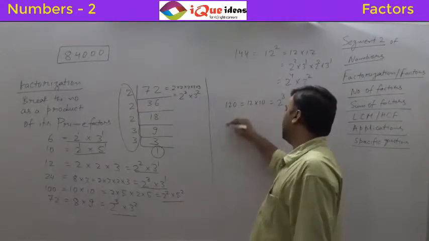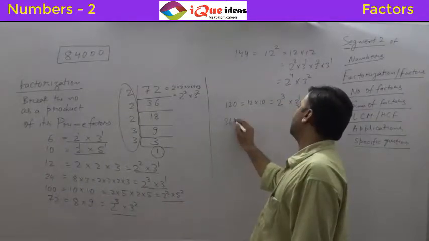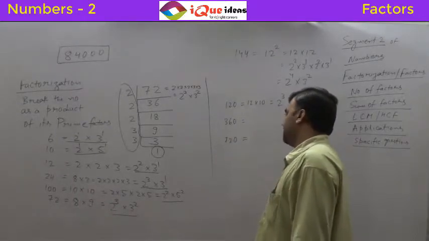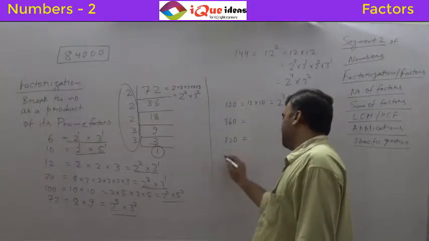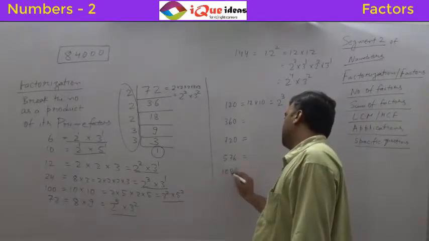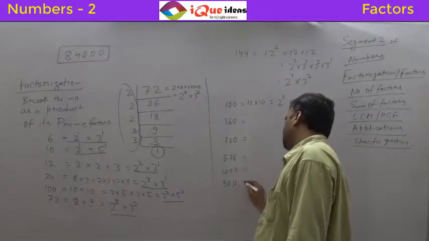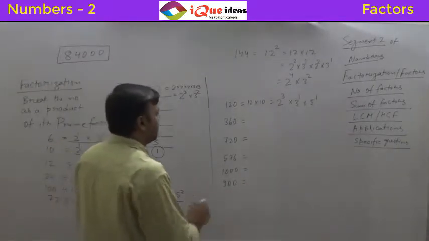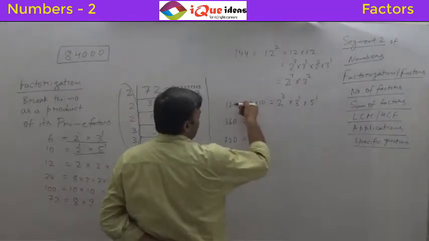Let's take some more numbers. I'll give you some numbers. Let's say 360. Right now I'm just asking you to write the factorized form of these numbers: 360, 720, then we have 576, 1000, 900. Just factorize all of these numbers.